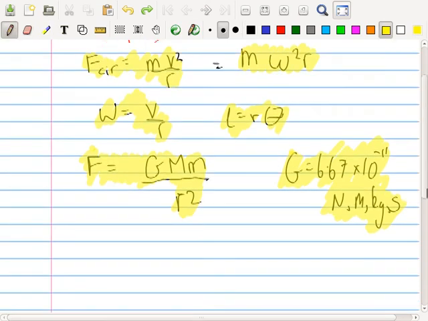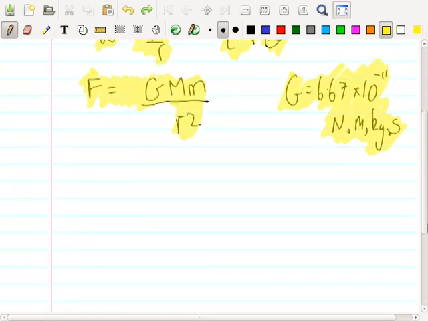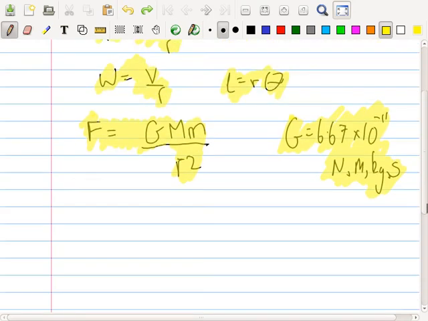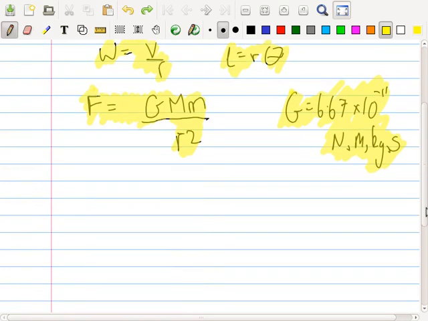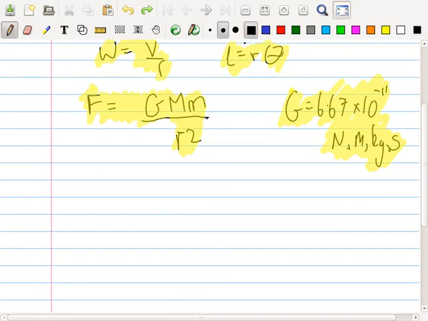Okay. Now, are you ready to do some more examples? NMKGS are the units. Now, let's have a look at some examples of using this. For angles, radians is normal, though you can use degrees.